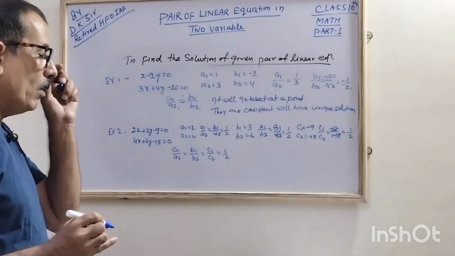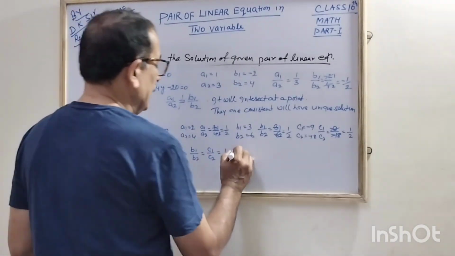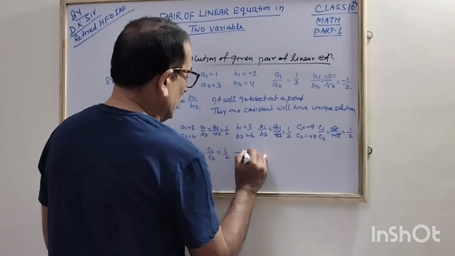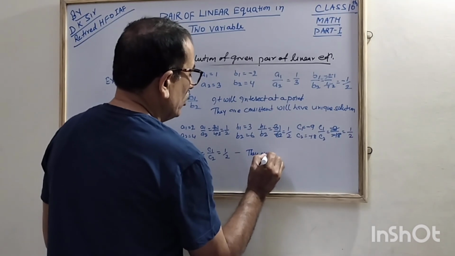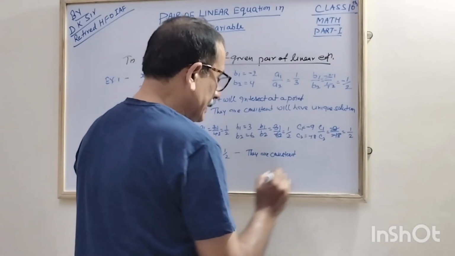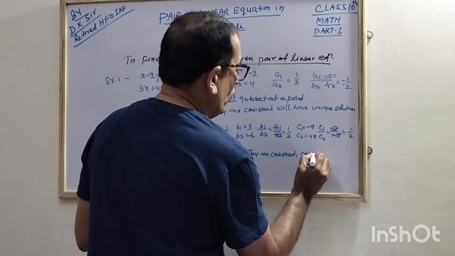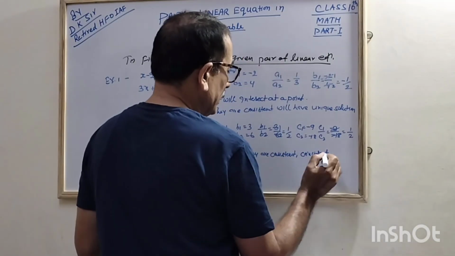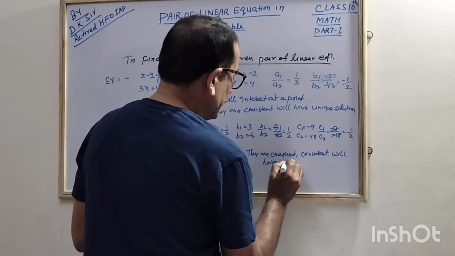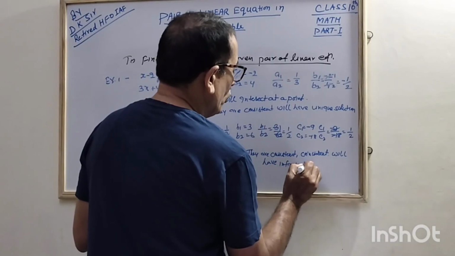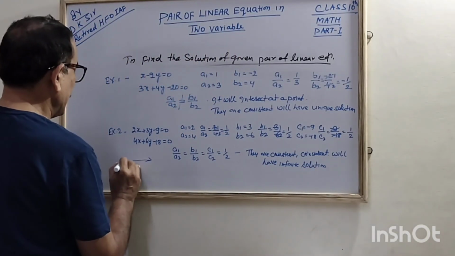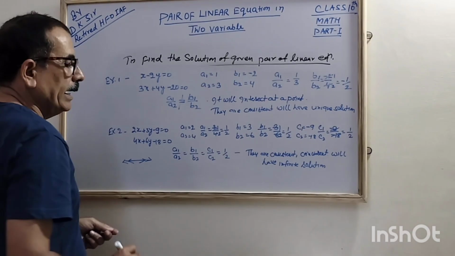Means if all three are equal, then we say the lines are coincident. They are consistent. They are consistent, the coincident lines, and will have infinite solutions. Correct? Because both are coinciding, so the line will be like this. So it will have infinite solutions.